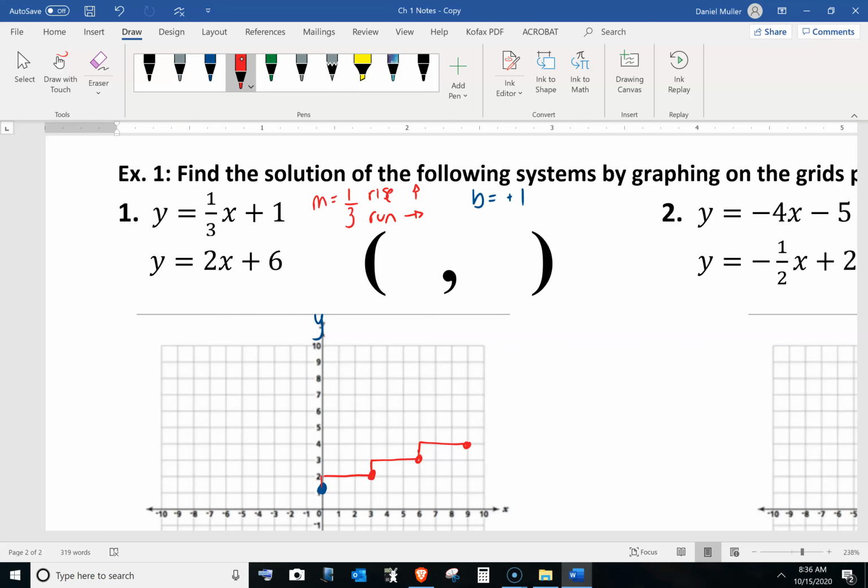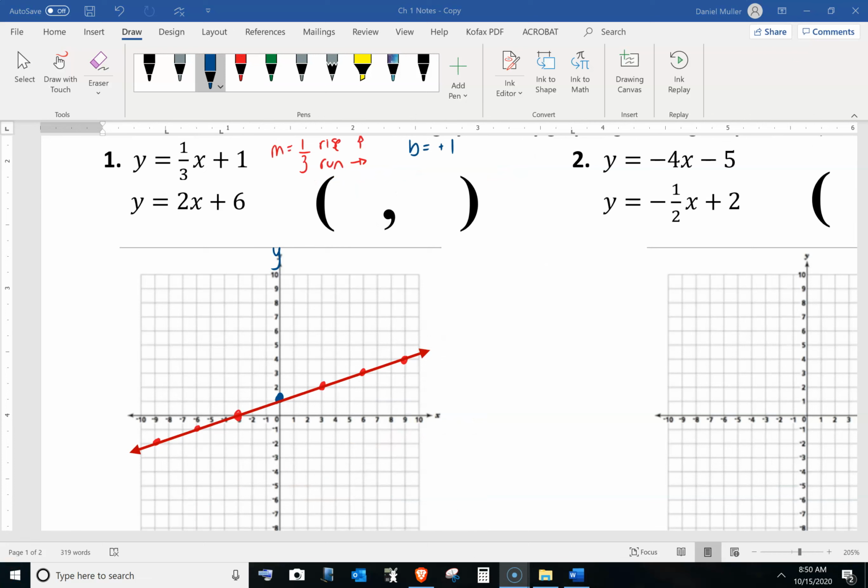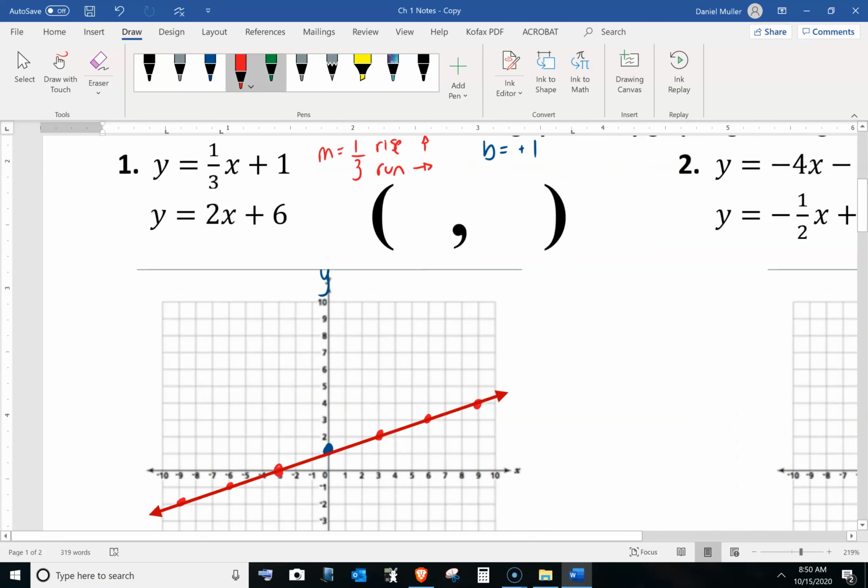And we want to keep with that pattern, but going backwards. So I'll go down 1, 3 to the left. Down 1, 3 to the left. And so now we need to connect those dots. Okay, so there's our line, and now we need to do the second equation.